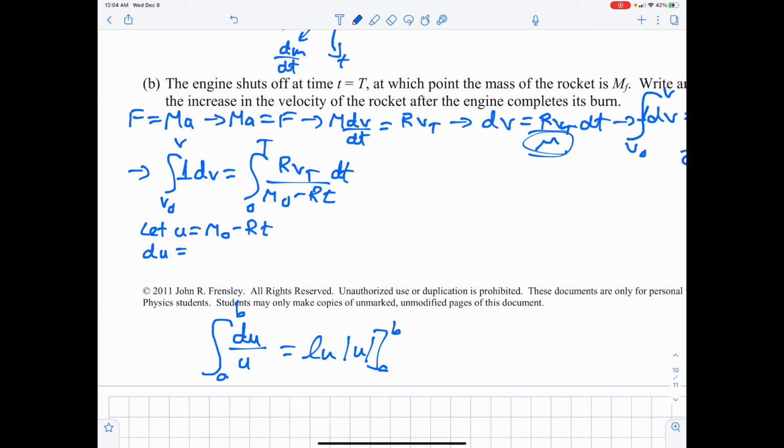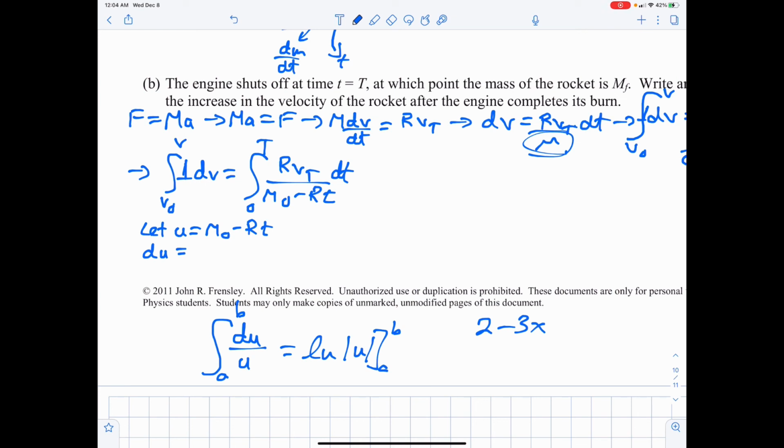And t is what we're deriving by. So the derivative of m naught minus rt is very similar to deriving, let's say, 2 minus 3x with respect to x. The derivative of 2 would be 0, and the derivative of 3x would be 3.